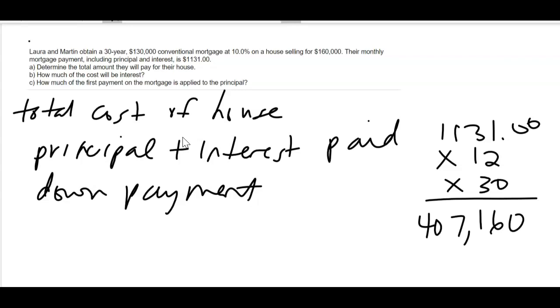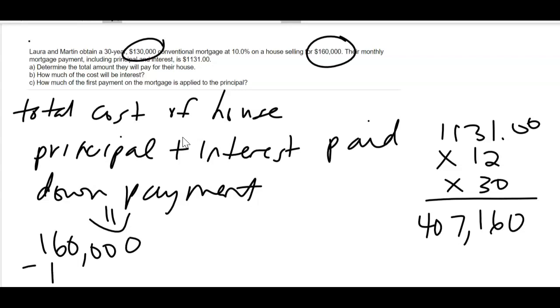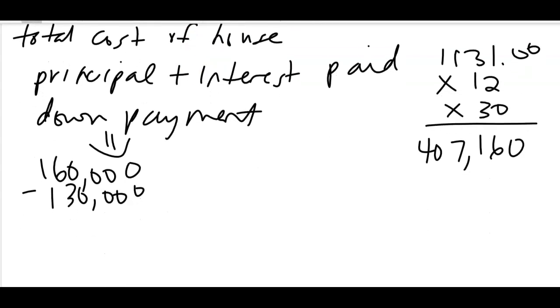But they also made a down payment because they are only financing $130,000, but the house sold for $160,000. So if we want to find their down payment amount, then we need to subtract those two. So for down payment, I'm just drawing a little arrow. We would do 160,000 minus the 130,000 they financed. And that tells us that they put $30,000 down on the house.